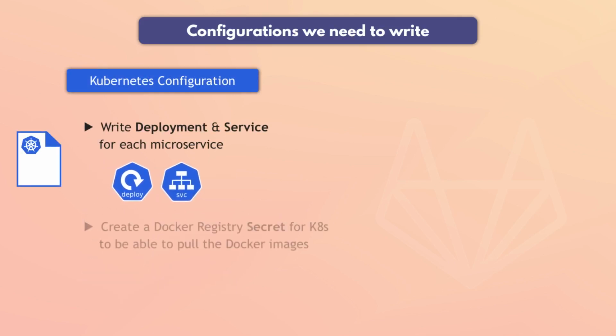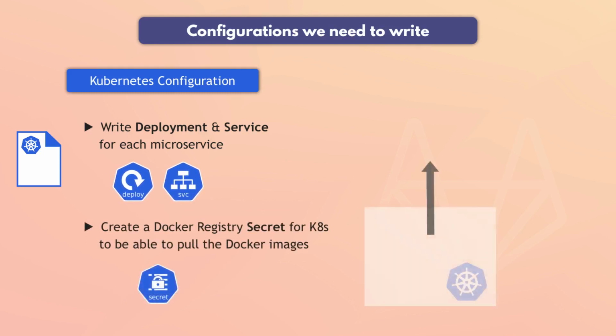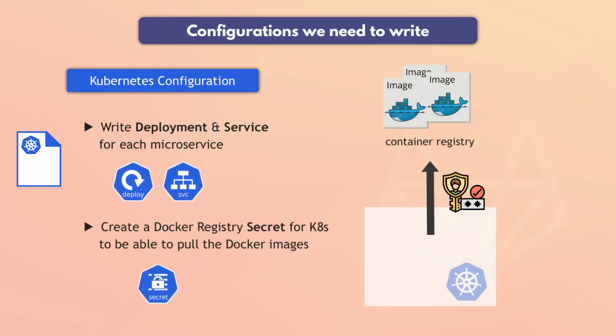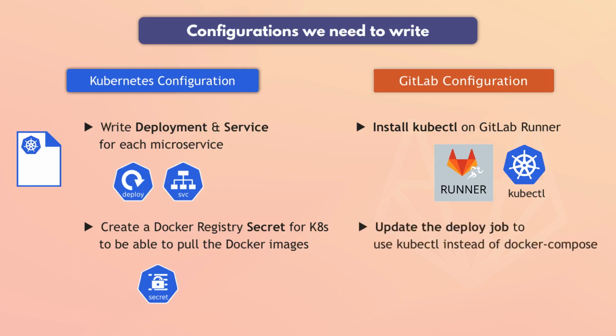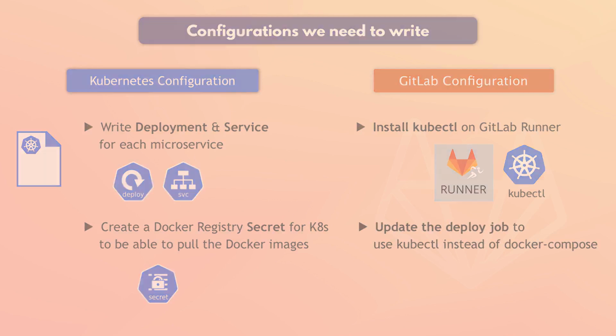We will also need a Docker registry secret inside Kubernetes so that Kubernetes can fetch the images inside the cluster, because they're in a private registry, so we need explicit access. We will also need kubectl tool installed on the GitLab runner to actually deploy Kubernetes manifests. And finally, we will need to change deploy job from Docker Compose to Kubernetes deployment. So let's do all of that.